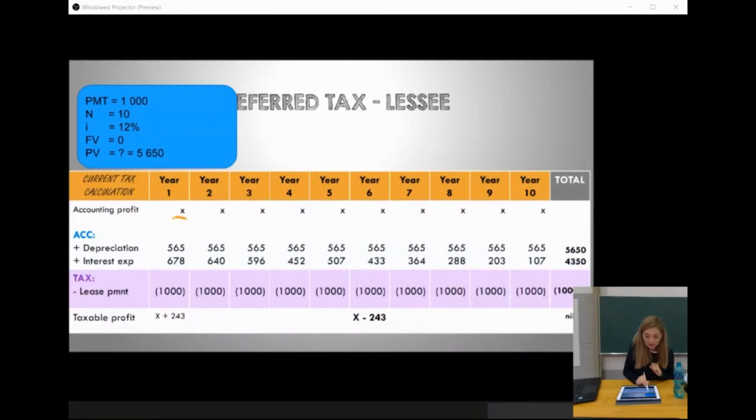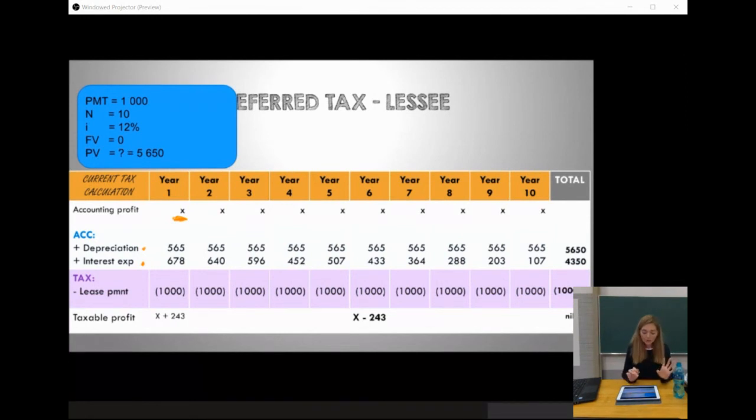So here again, we have our year 1 to year 10. We start with our accounting profit. Included in that accounting profit will be my depreciation on the right of use asset and my interest expense on the lease liability. So obviously I have to add that back. Both of these were expenses for accounting purposes, so I add them back to eliminate them, and then I deduct the lease payment of R1,000.